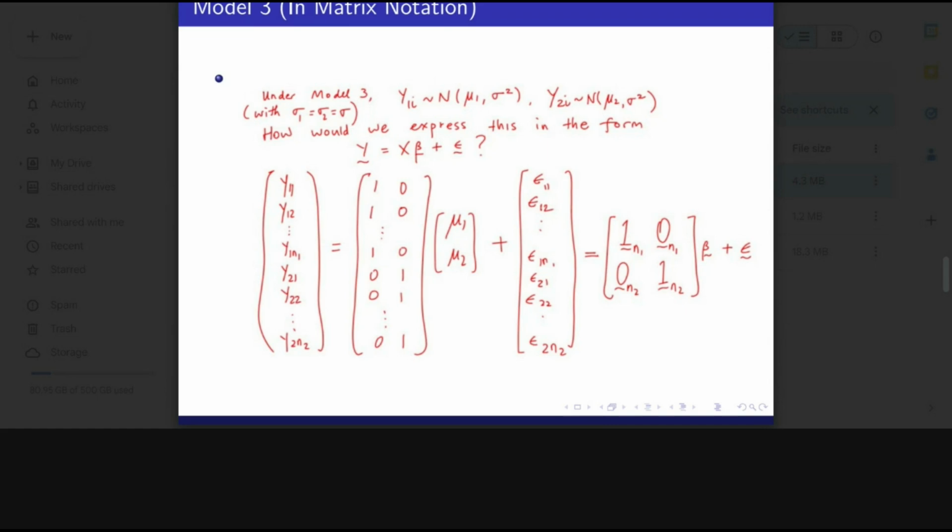First, understand why this is the way it is. This is reading number 1 from population number 1, reading number 2 from population number 1, data point N1 from population 1, and so on. Perhaps the one that causes confusion to people is why is this matrix like that? Look at the model.